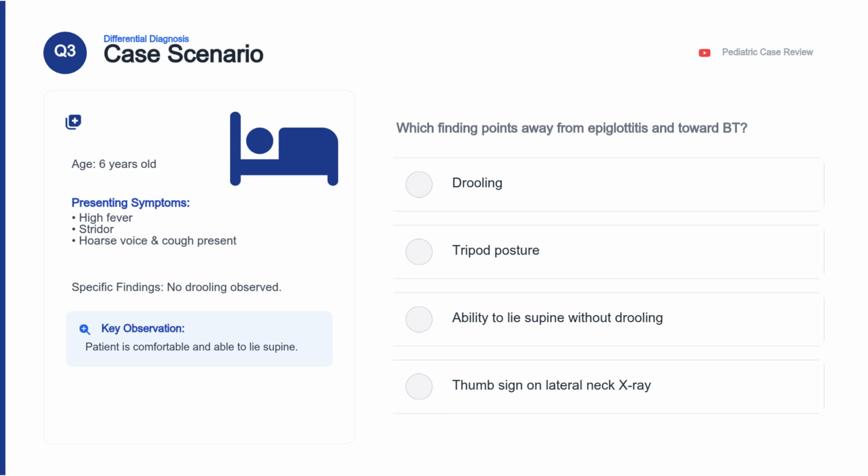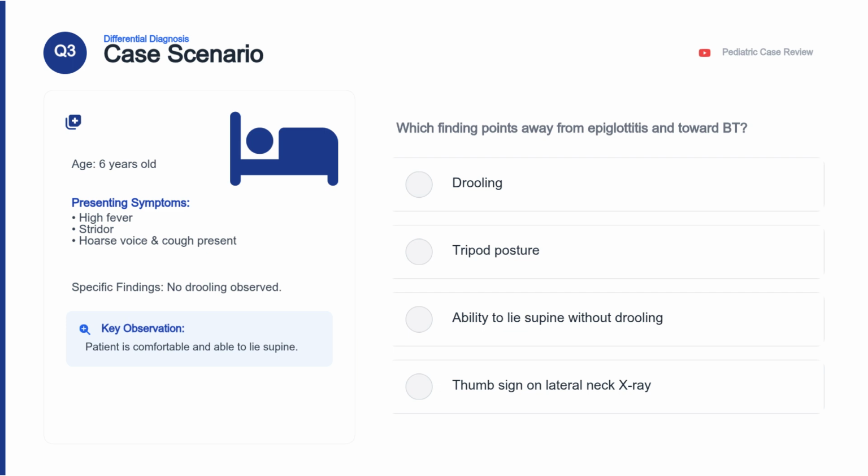Question 3 continues our differential diagnosis discussion. A 6-year-old child presents with acute onset of high fever to 40 degrees Celsius and progressive stridor over 6 hours. On examination, the child has no drooling, is able to lie supine comfortably, has a hoarse voice, and demonstrates a productive cough with thick secretions. The child appears toxic but can swallow saliva without difficulty. Which finding most strongly points away from epiglottitis and toward bacterial tracheitis? Option A, drooling.